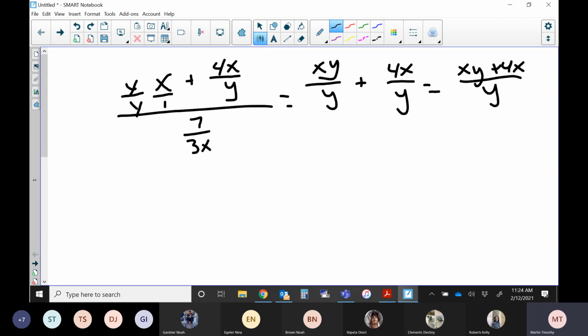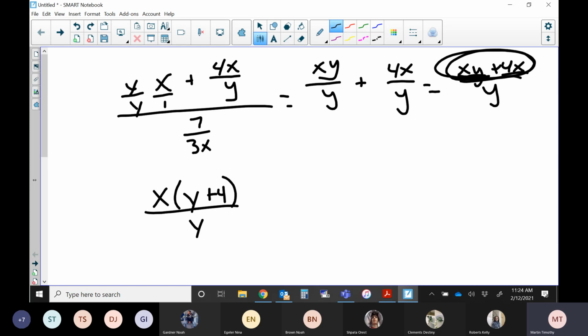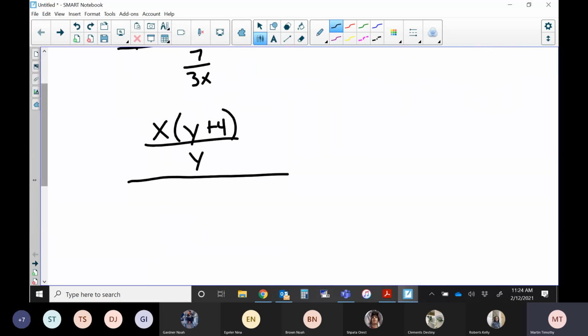Here is the tricky part. This is factorable. They both have an x in common. Remember, you pull out anything they have in common. So technically, the top should be x times y plus 4. That would be this factored. That's over y. That's that right there. Divided by, now I didn't have to do anything to my bottom because it was already 1 fraction.